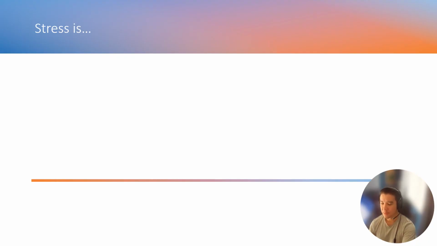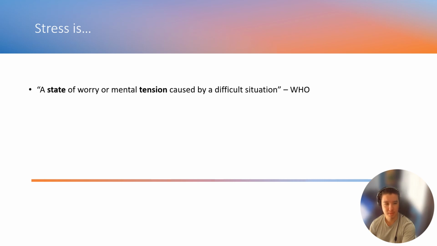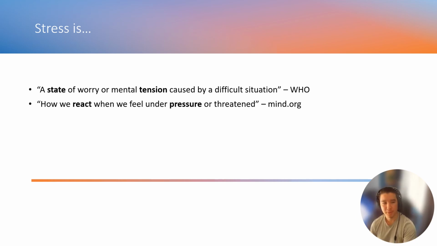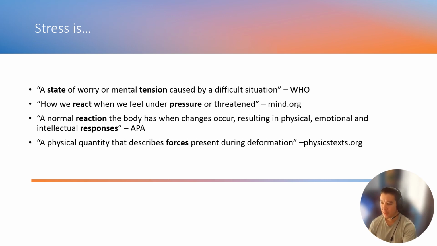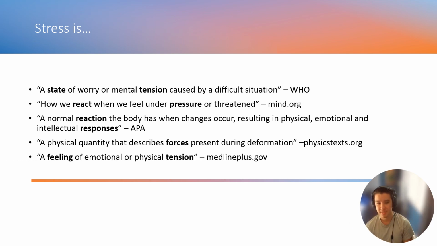Now, here are some ideas of what stress is from other sources. The World Health Organization says that stress is a state of worry or mental tension caused by a difficult situation. Mind.org says stress is how we react when we feel pressure or feel threatened. The APA, in a stereotypically wordy response, says that stress is a normal reaction the body has when changes occur, often resulting in physical, emotional, and intellectual responses. Physics text says that stress is a physical quantity that describes forces that are present during deformation. And MedlinePlus.gov says that stress is a feeling of emotional or physical tension.